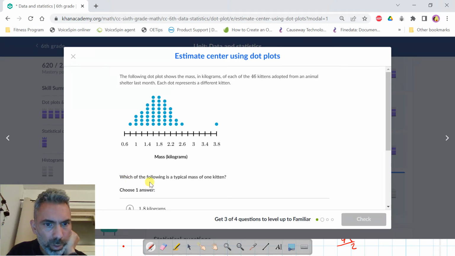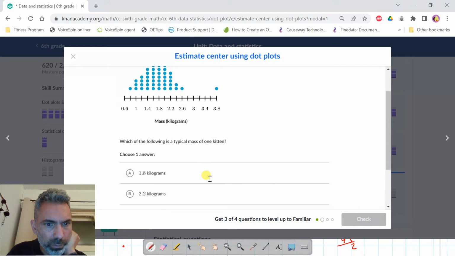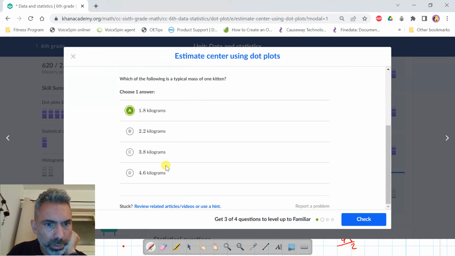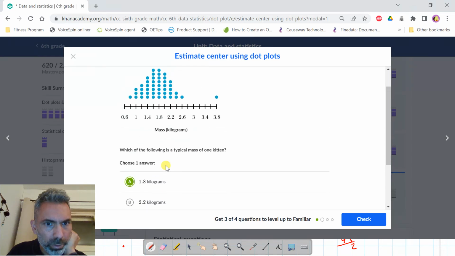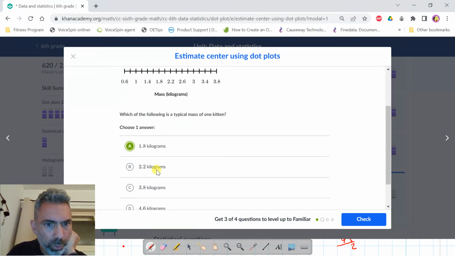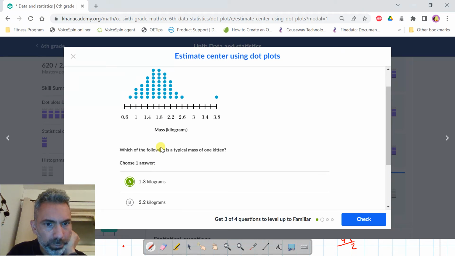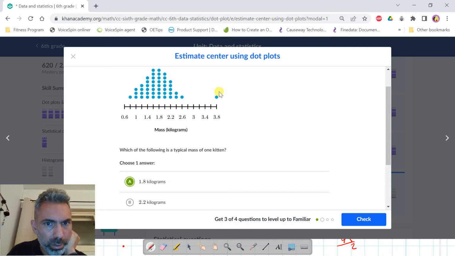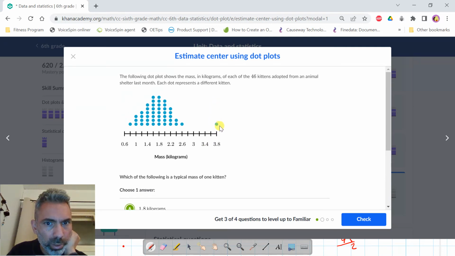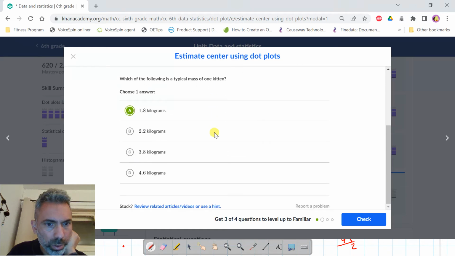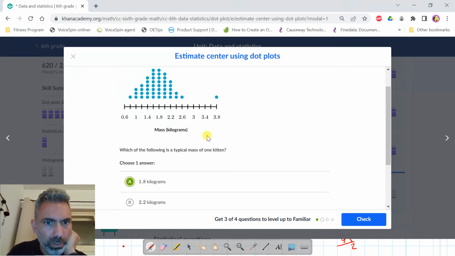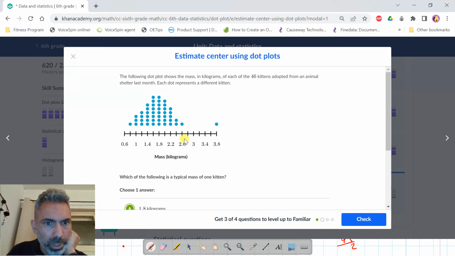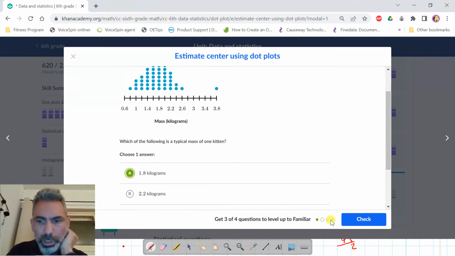So which of the following is a typical mass of a kitten? 1.8 is a typical mass. The other, 2.2, is less frequent. 3.8 is very rare. Only one kitten weighs this much. And 4.6 is not even on the number line here. So 1.8.